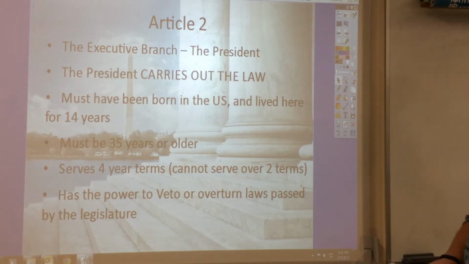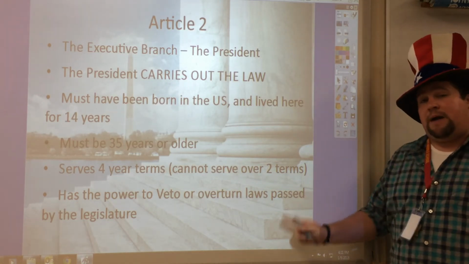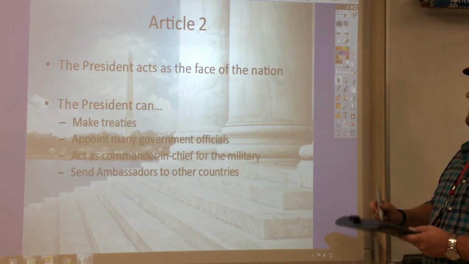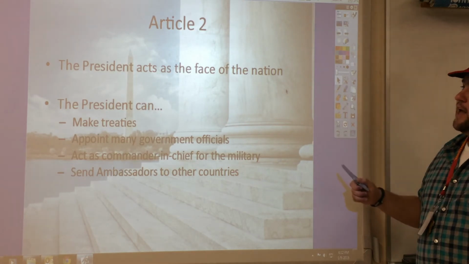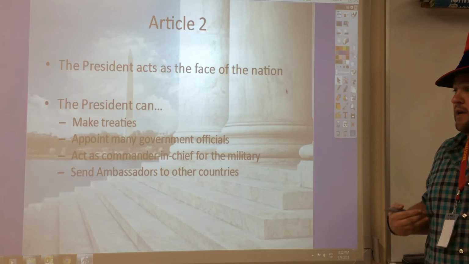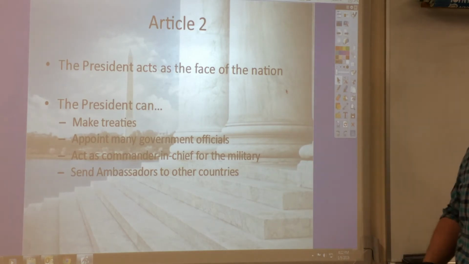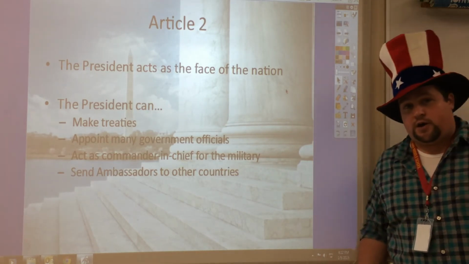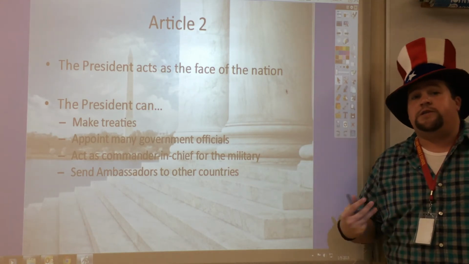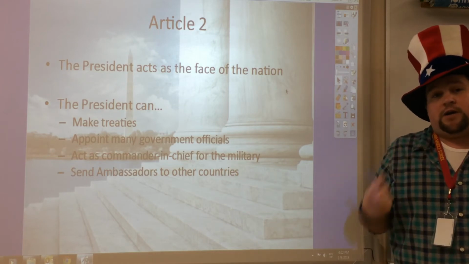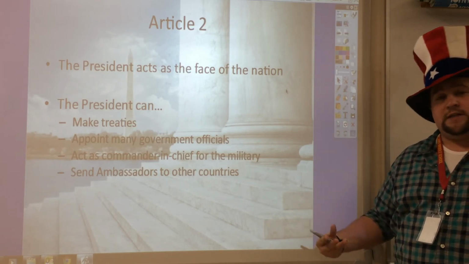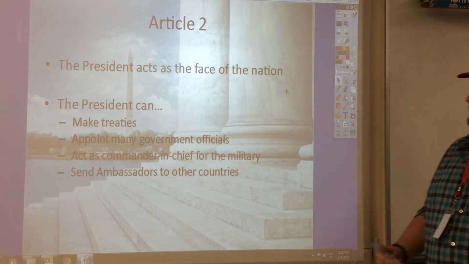The president has the power to veto or overturn laws passed by the legislature. Also, the president has to act as the face of the nation. The president can make treaties, appoint many government officials, act as commander-in-chief for the military, and send ambassadors to other countries. When we talk about acting as the face of the nation, that really refers to when other countries look at the United States and think of our government and the leader of our government, they're not going to think of Congress. They're going to think of the person who is the president. He acts as the face of the country.